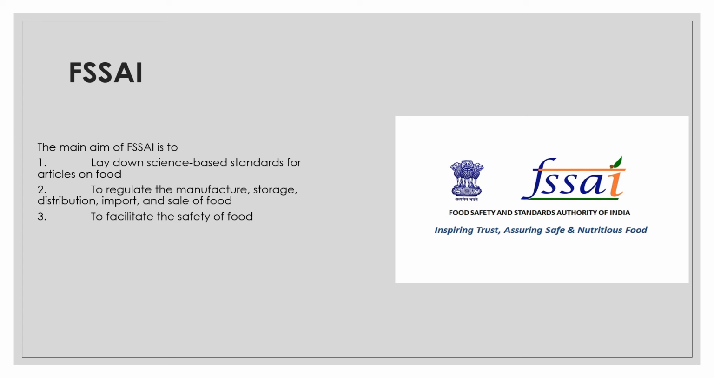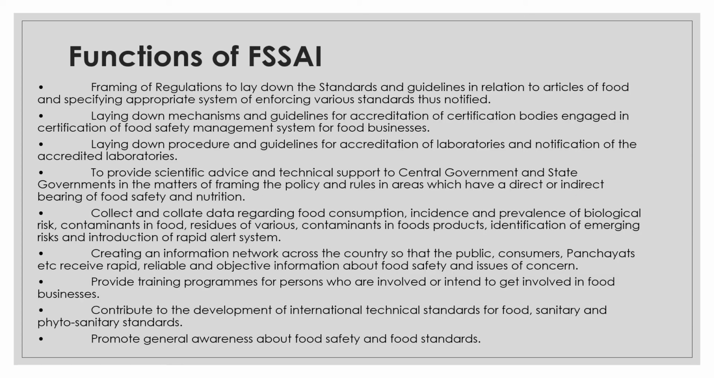To pursue these objectives, FSSAI has powers to inspect and investigate any person related to production, distribution, supply of food articles. These are the main functions of FSSAI. It frames regulations which are called standards and guidelines in relation to food articles, and it specifies an appropriate system of enforcing various standards which are notified.